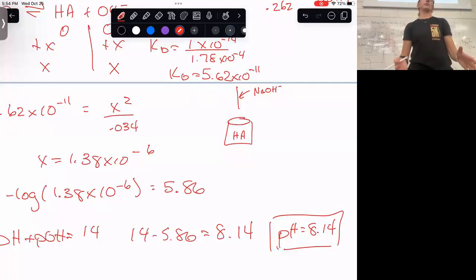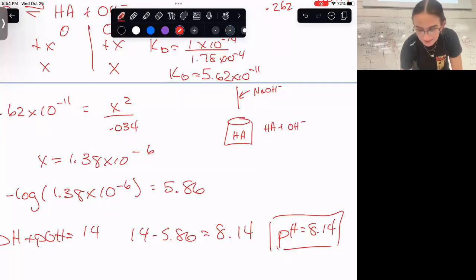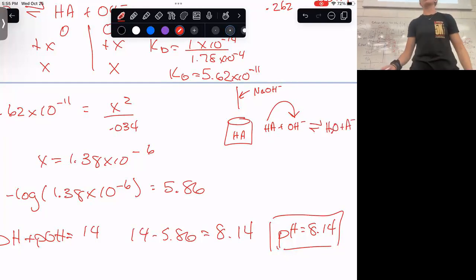So the reaction that's happening is your acid and your OH minus reacting together. An acid will give up its proton, so this will come to here, and we know that H2O and A minus will be left over. That's what's happening once the titration starts happening.